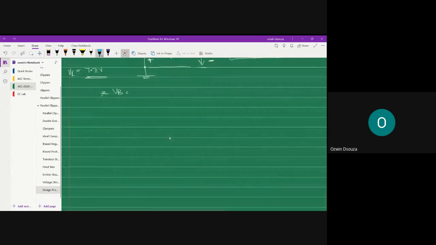Okay, so base to ground, that is base is at higher potential and ground is at lower potential. So VB can be written as VBE plus VE minus 20. That is equal to VBE is 0.7 plus VE is 7.71 minus 20. So VB you will get it as 0.7 plus 7.71 minus 20. So that's minus 11.59 volts. Okay, so that is your VB.